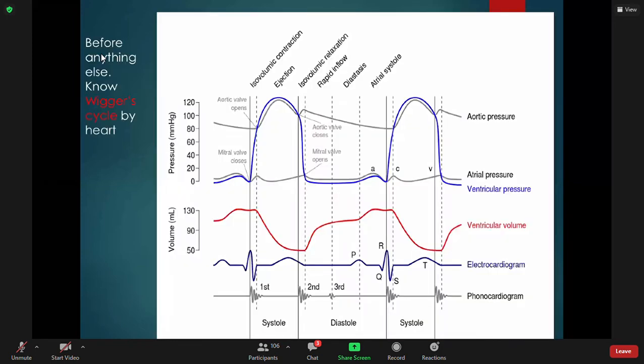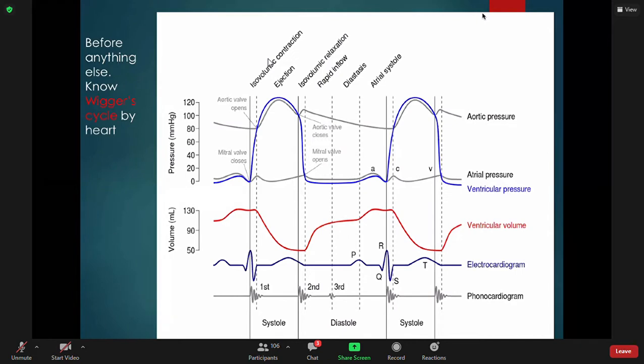Let's just review this Wiggers cycle. This is like the map in cardiology. Ito yung kailangang memorize namin. Every exam, pag mag-cardiology kayo, may palaging bonus points, 5 points. You will draw this Wiggers cycle.